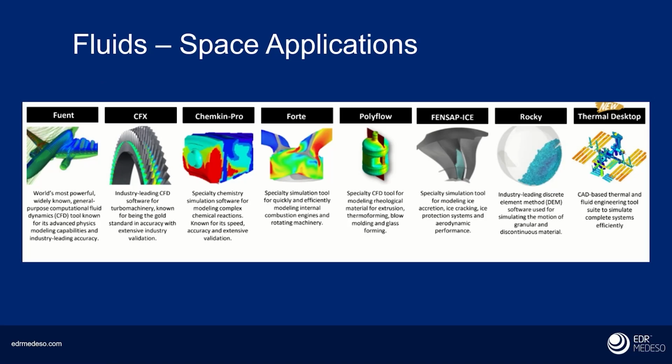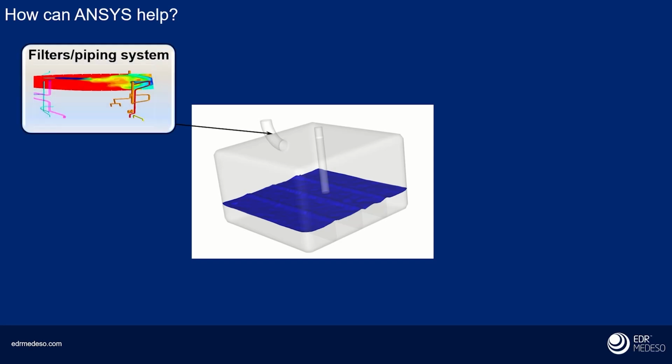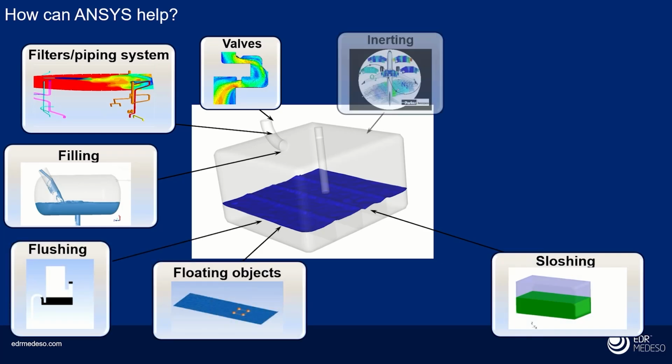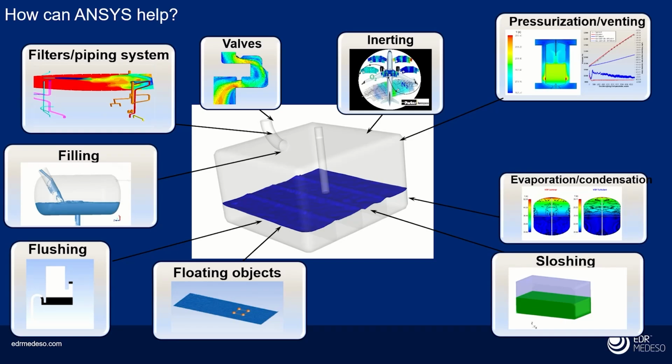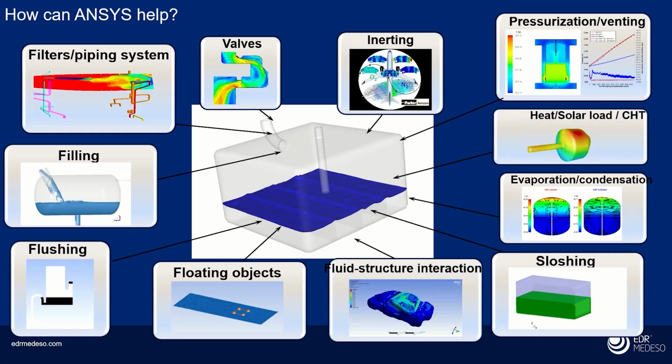One of the most interesting applications that's relevant to space is fuel sloshing. And there's a number of things that CFD can do to assist in the design process here. So it may be looking at flow through valves, it may be looking at evaporation, condensation in tanks, filling, sloshing, emptying, and also fluid structure interaction.